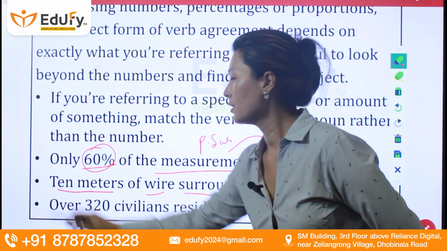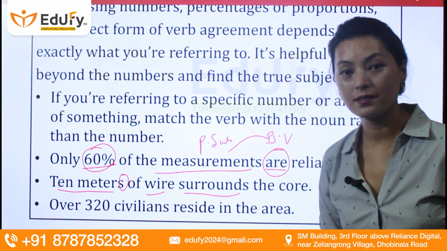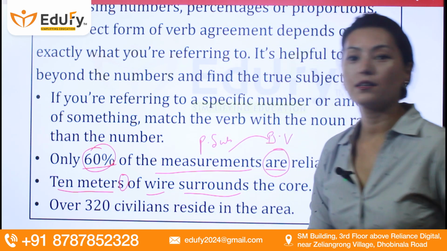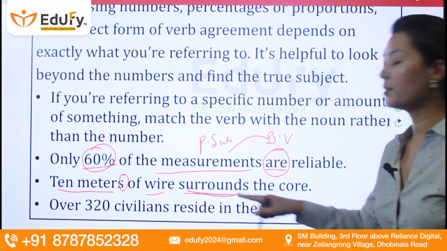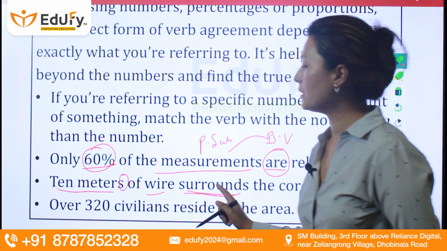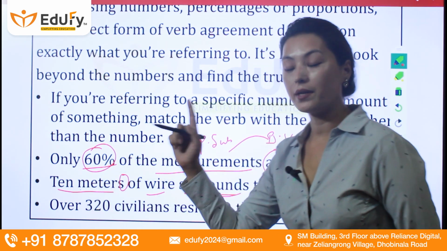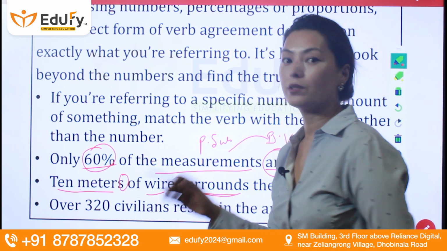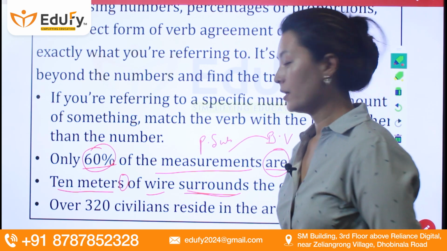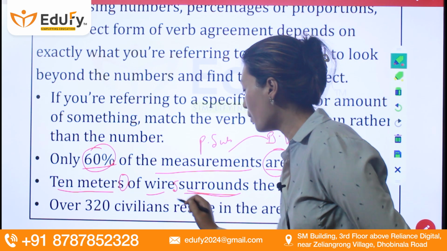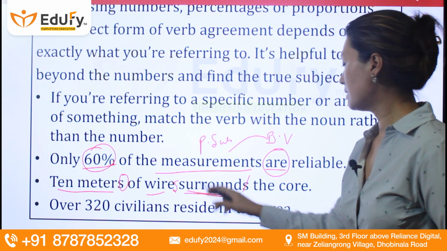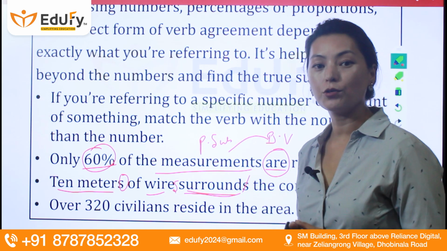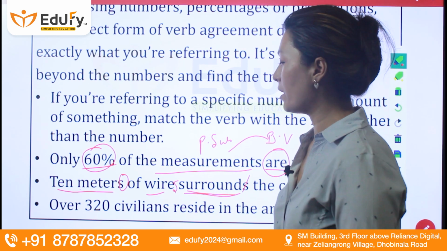So 10 meters is written in the plural form, right? However, the noun that is following that very 10 meters is singular. So what will happen? The verb also becomes singular. We're not basing our verb on the number, but on the noun that follows the number, because it is exactly pointing to a specific number of that noun. So if I have 10 meters of the wires, then this one will become surround the core, which is a plural verb. So that is how you will have to approach this type of sentences when you have numbers.